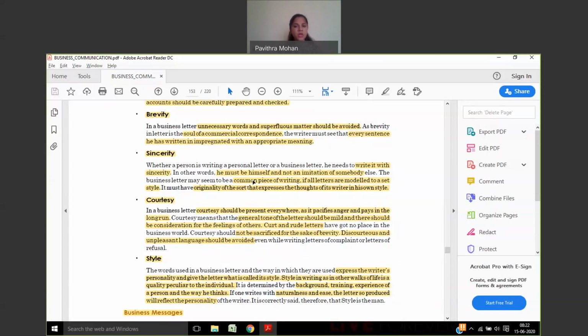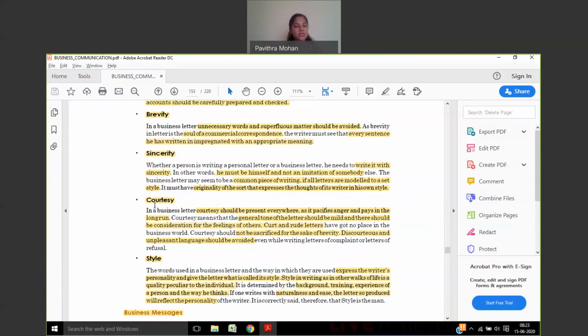Then after that, a business letter may seem like any common piece of writing if all letters are modeled in a set style. In a set style, okay, it must have originality. It must have originality of the sort that expresses the thoughts of its writer in his own style. So, in a given organization, let's say there are 1,000 employees. Each person is required to reply with certain information. Okay, if you're writing the letter in the same way the other 1,000 employees are writing, you can't stand out. If you want to stand out, you have to have your own style. Your own style will not come overnight. You have to work on it, and over a period of time you will get your style of writing.